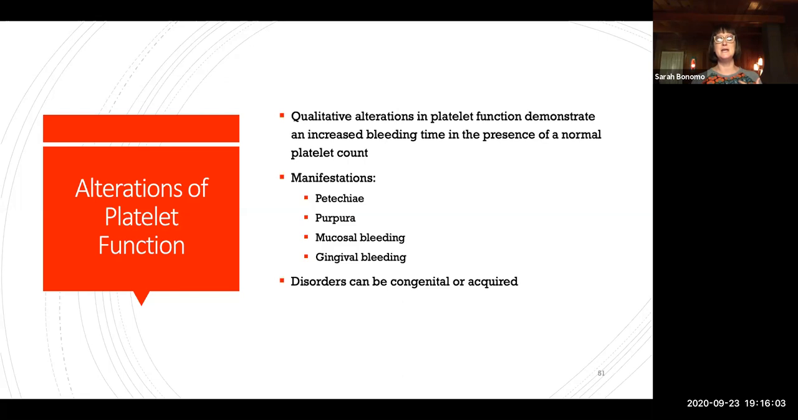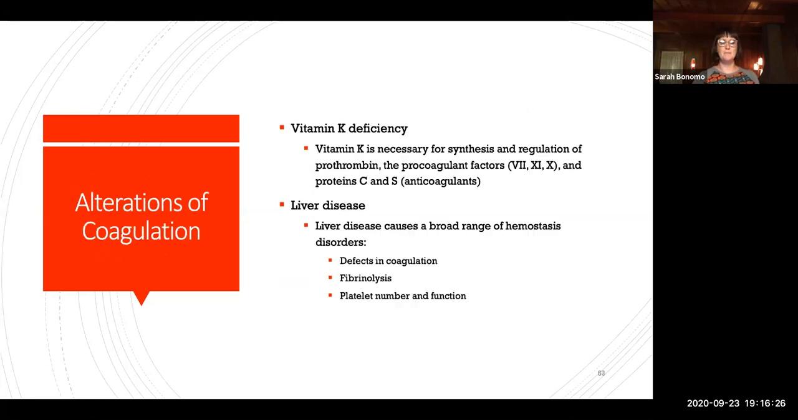That could be the mucosa of the GI tract, even in the respiratory tract. So a patient could cough hard and start bleeding in the mucosal lining of the respiratory tract. And gingival bleeding refers to the gums. These disorders can be congenital or they can be acquired. Sometimes it happens, like we talked about, post-viral infection. But it is something that we need to pay close attention to.